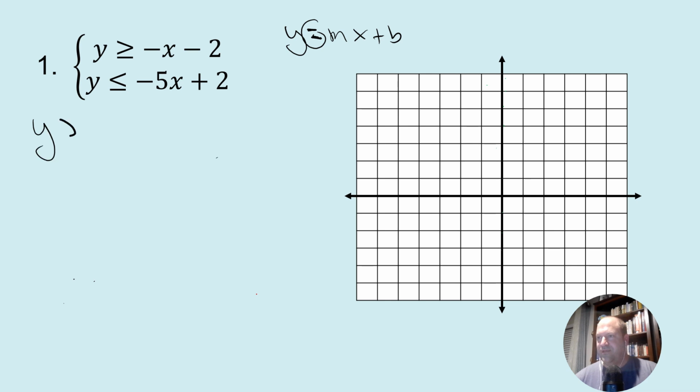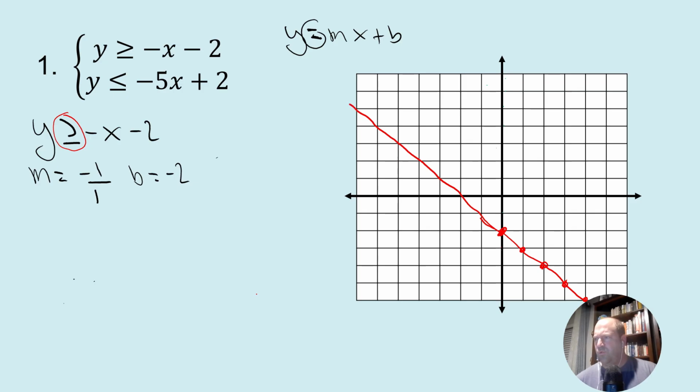So we've got y is less than or equal to negative x minus 2. Our slope is negative 1 over 1, and our y-intercept is negative 2. I'm going to graph this in red. So we're going to start at negative 2 on the y-axis, and from here, I'm going to go down 1, right 1, down 1, right 1, down 1, right 1. And since this is less than or equal to, I'm going to have a solid line. I'm going to go back to the left.